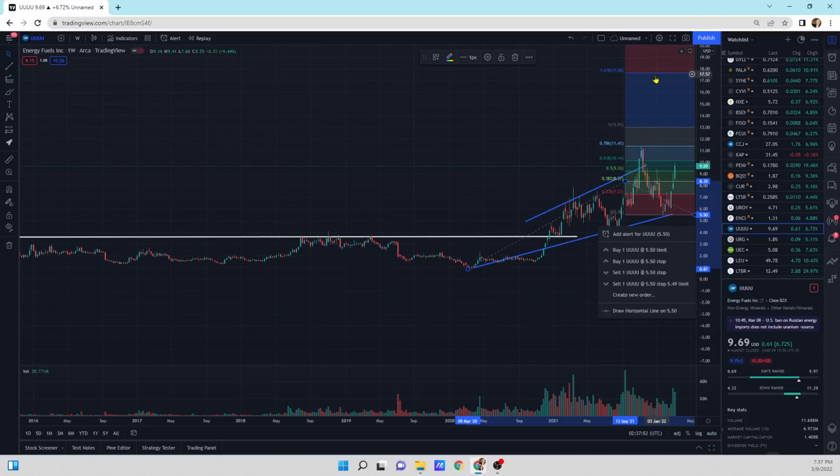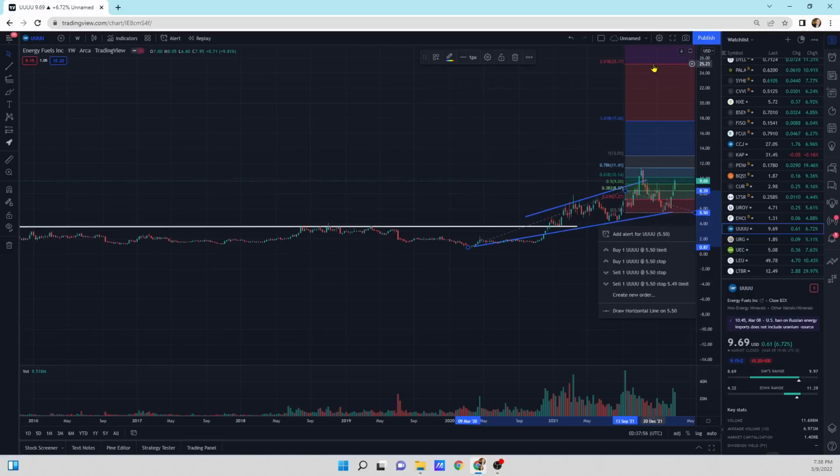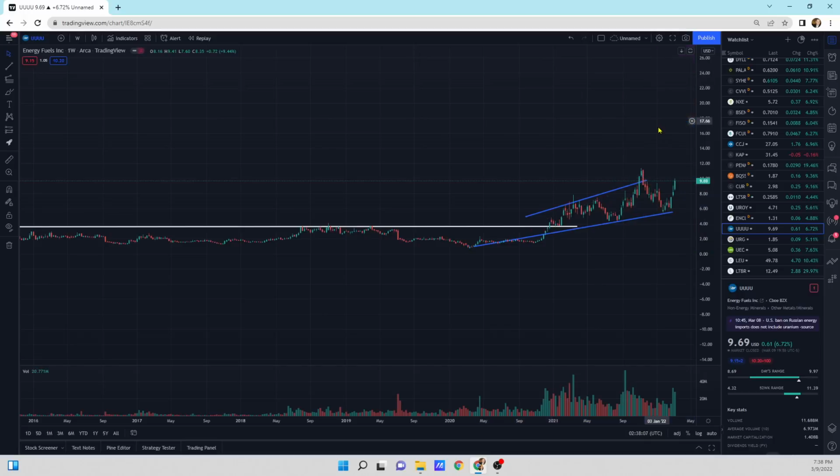Wow, this thing goes up there. 17.80, something like that for 1.618, and then $25. It's a possibility, guys. That's a big move. It's not huge, but it's looking pretty good. And obviously, guys, it can go higher than that. I'm just throwing out projections here.